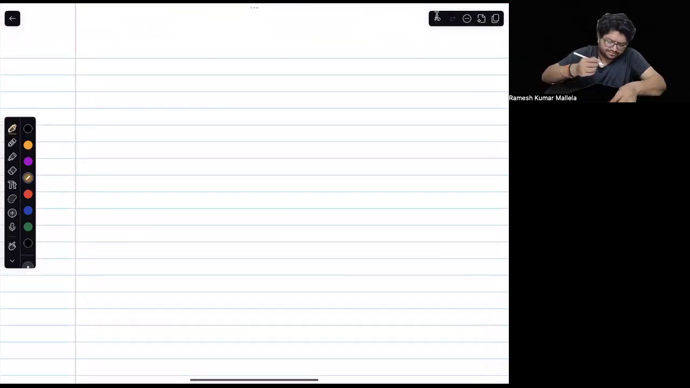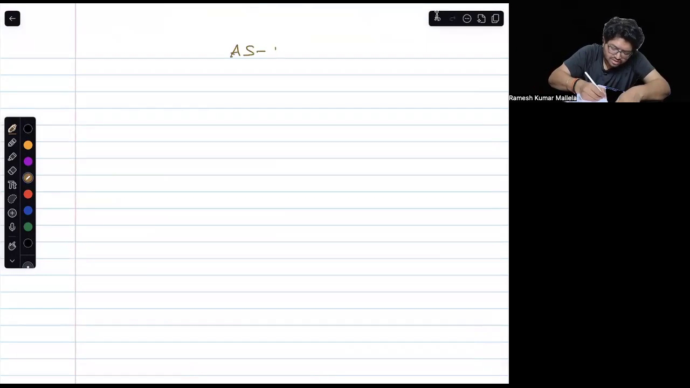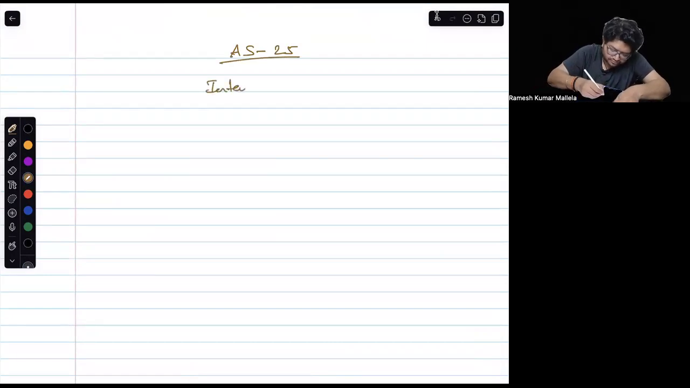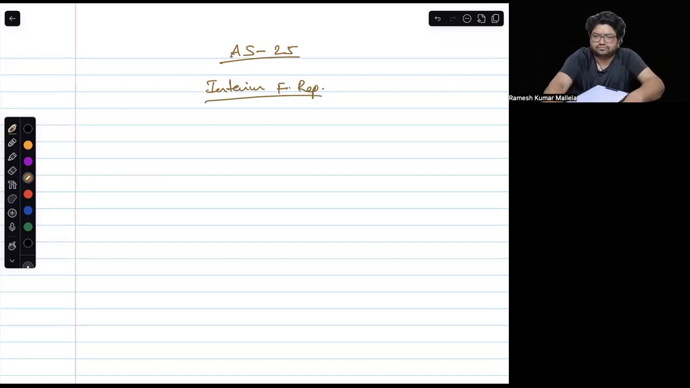Let's pick up AS 25. Interim financial reporting. Okay. Interim financial reporting. Fairly a very, very simple standard again. Now, the standard talks about.